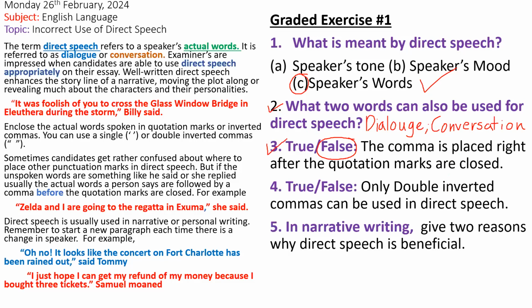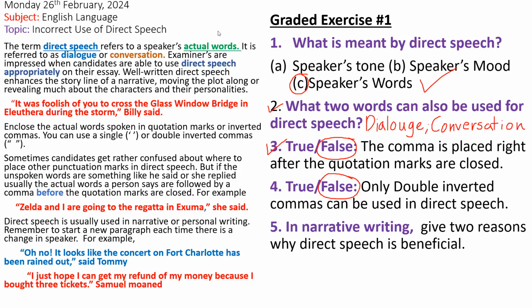Anyone else? Because I'm only hearing a few persons. Okay. Number 4. True or false? Only double inverted commas can be used in direct speech. False. Definitely false. Because besides double inverted commas, you could also use single inverted commas.